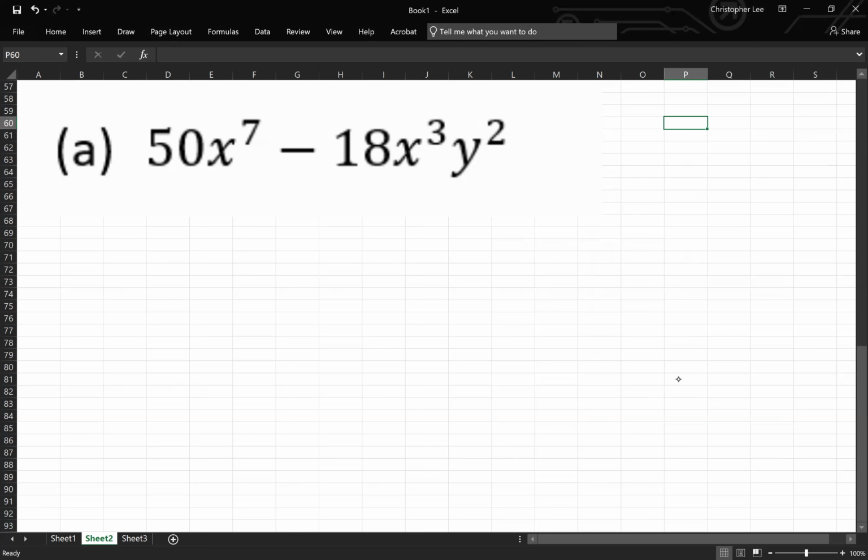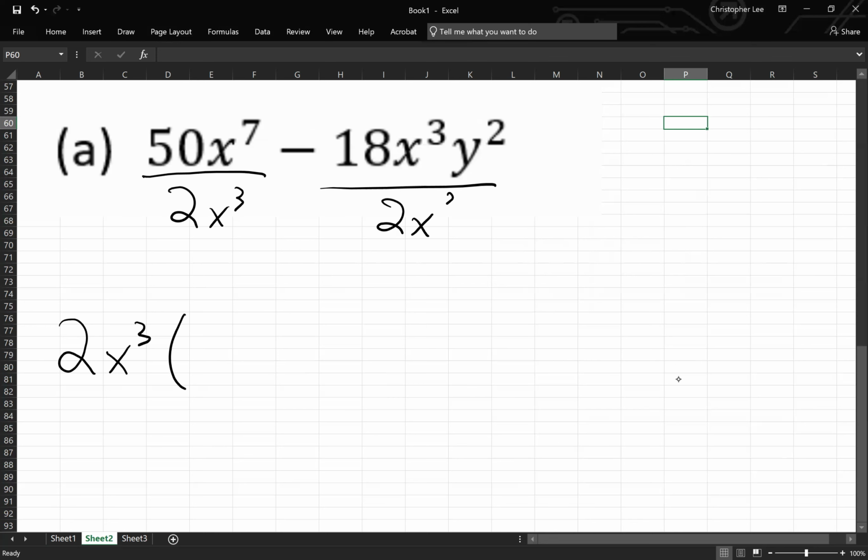So I'm factoring out the greatest common factor, which is 2x cubed. Now, remember, whenever I factor out a greatest common factor, it's like I'm dividing by 2x cubed, right? So help me out. What's 50 divided by 2? X to the 4th, good. 9y squared. All right, minus, right? 9y squared. Very good.